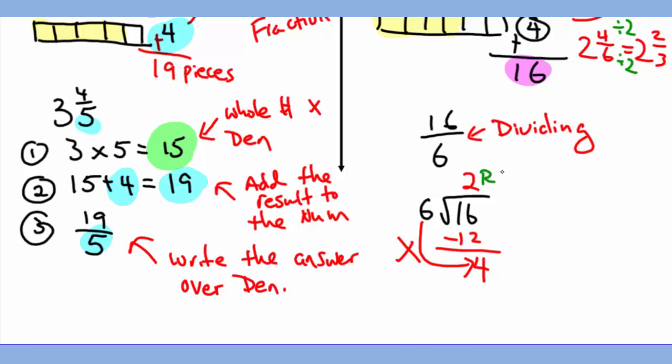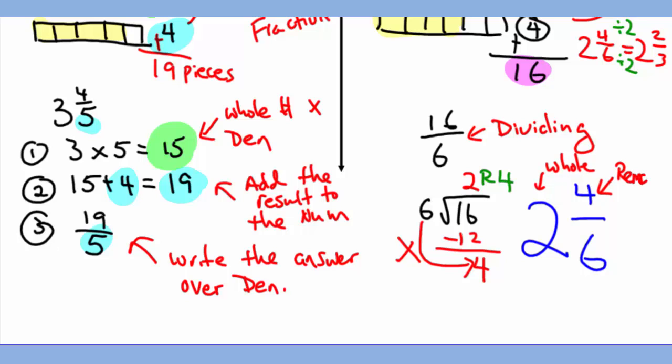So 2 remainder 4. That means you have 2 whole pieces with a remainder of 4 out of what you're dividing by right here. So that is the whole number. That is the remainder. And this is the divisor, which is also the original denominator. That's it for the lesson.